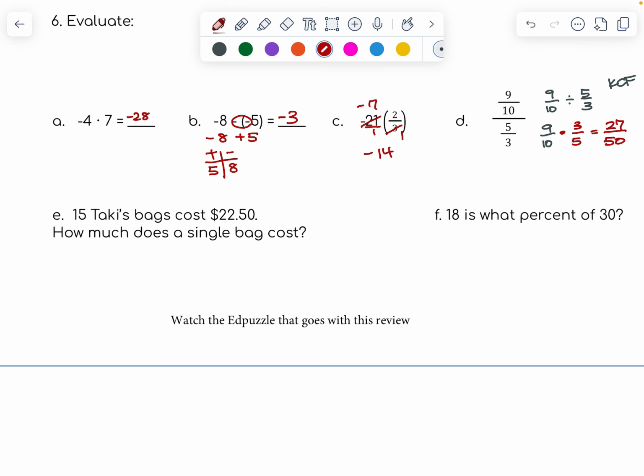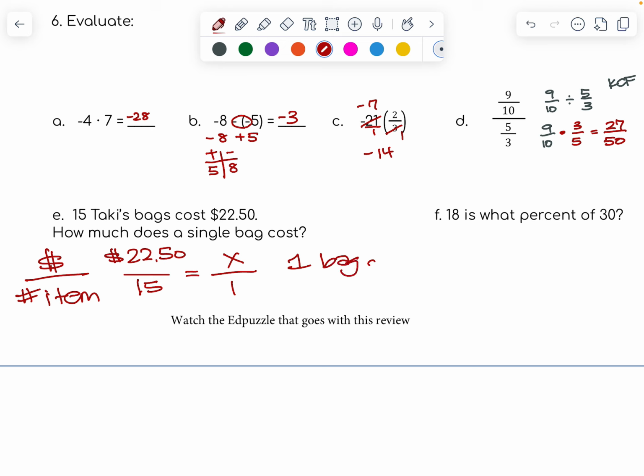Okay, we've got 15 Takis bags, cost $22.50. So I always put the money on top and the number of items I have on the bottom. Let's set up a ratio here. It costs $22.50 for 15 bags. So you would just divide those to find out how many 1 would be. Put it in your calculator. Beep, boop, beep, boop. 1 bag of Takis cost $1.50. Yep. This is very similar to the review you already should have done when you took this test. I just made it a little shorter.